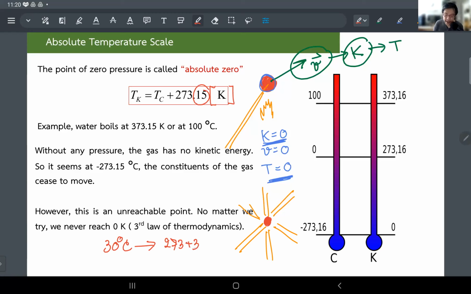So you just add that to it. It will give you about 303 Kelvin. So we are living in a world with a temperature of around 300 Kelvin right now. That's the absolute temperature scale that we are living in.